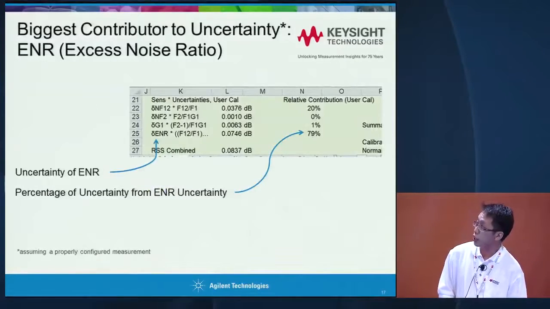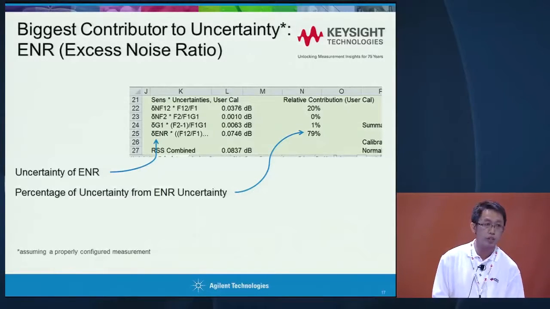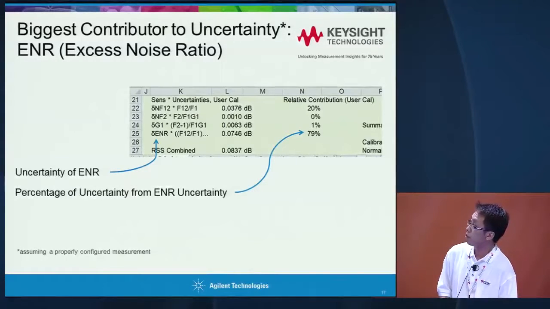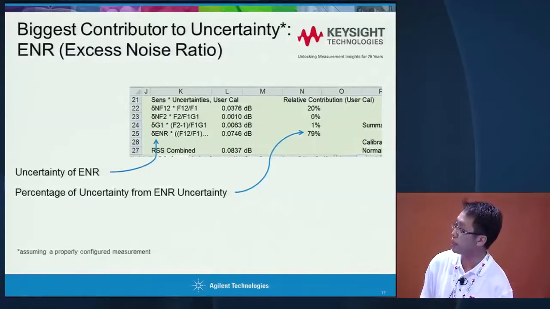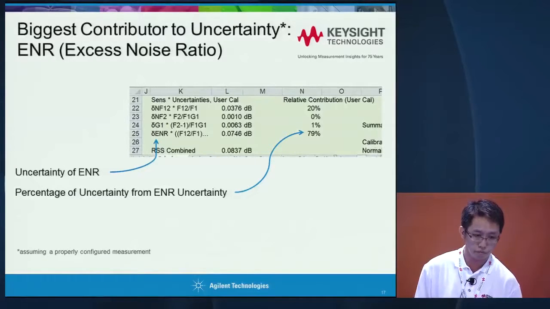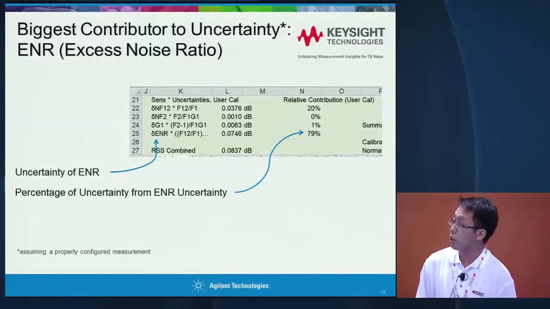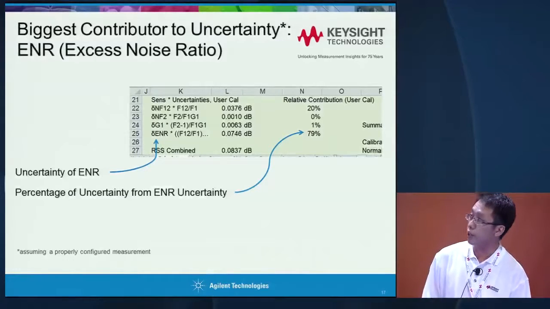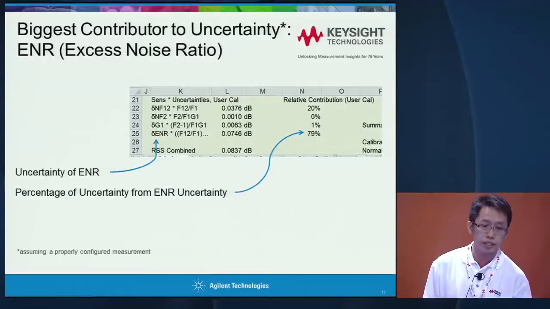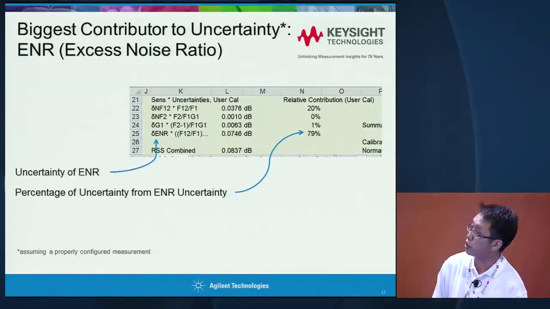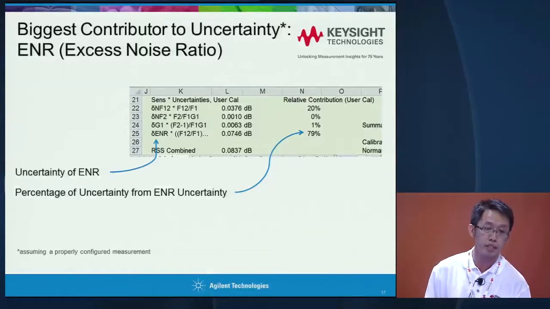From our investigations, we found that a large fraction of our uncertainties comes from the noise source which we use during noise figure measurements. From what is shown right here, around 80% of the uncertainty comes from the ENR uncertainty from the noise source. From here, we know that if we're able to reduce the ENR uncertainty of the noise source, we're able to reduce our overall noise figure measurement uncertainties.